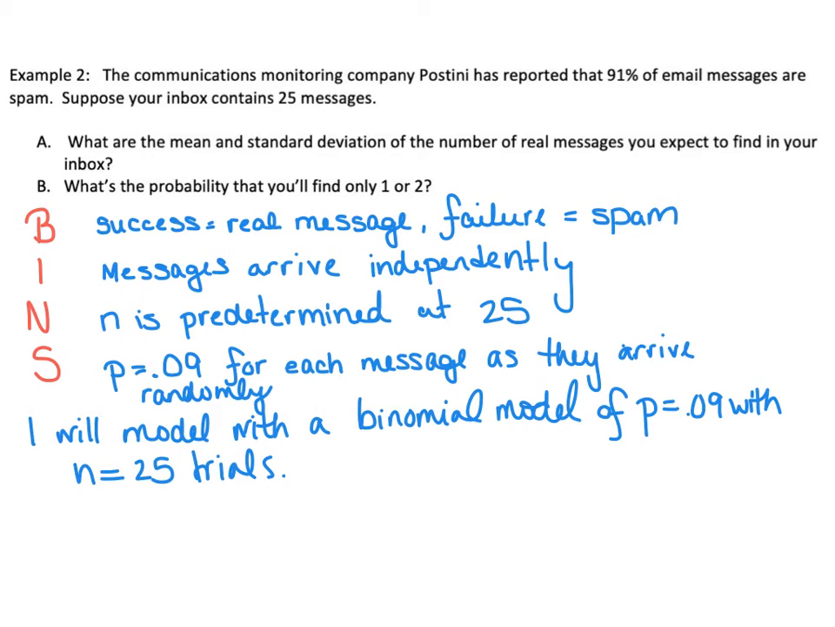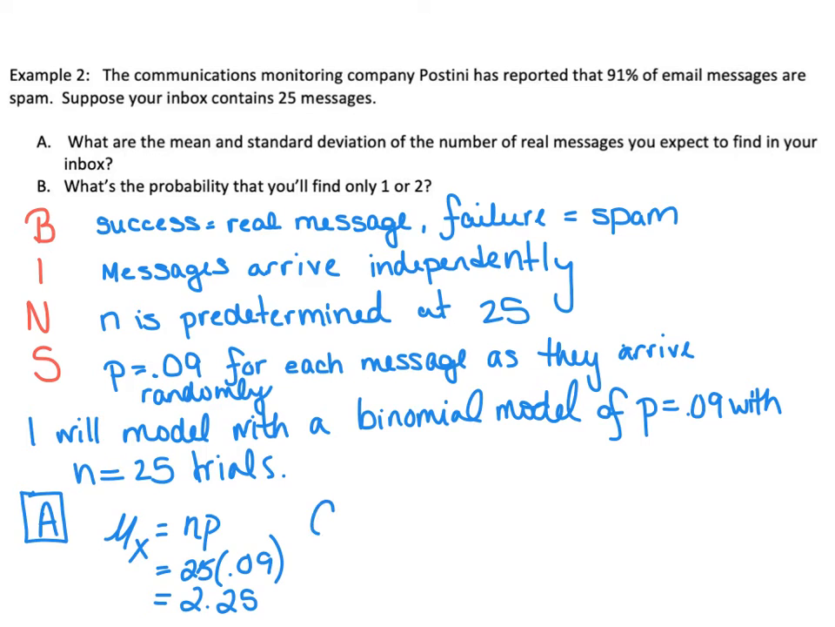And now I'm going to do two things here. Part A, what are the mean and standard deviation? Okay, so the mean, I'm going to go to my formula sheet. My mean mu of x is equal to n times p. That's pretty easy math, so 25 times 0.09 is 2.25.